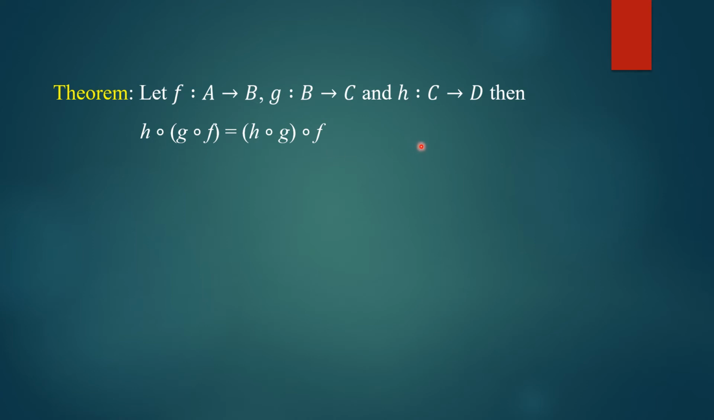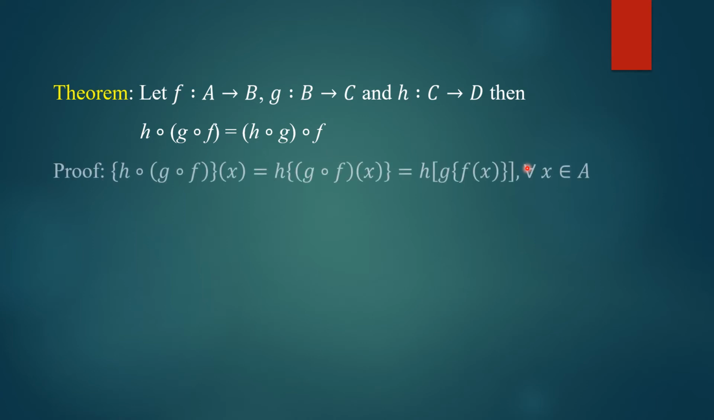Okay, so to prove this one, you just take an element for h o g o f. The domain of h o g o f is the domain of the last function. The f function's domain is A, so the total domain is also A. So you write x is in A, for all x in A. h o g o f of x will be equal to h, this o is eliminated, so the input will be g of f of x. Then h of g of f of x, this o is eliminated. This time the input of g is f of x, so g of f of x.